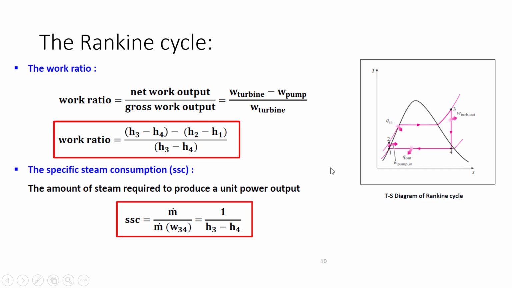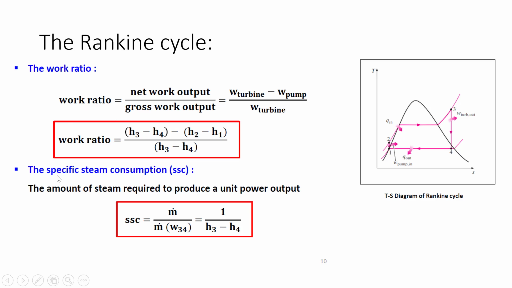Okay, alright. So next is the work ratio. What is work ratio? Work ratio is net work out over gross work output. So net work out is work turbine minus work pump, over work turbine. Rearranging the equation, work turbine is H3 minus H4, so we get work ratio equal to H3 minus H4 minus (H2 minus H1) over H3 minus H4.